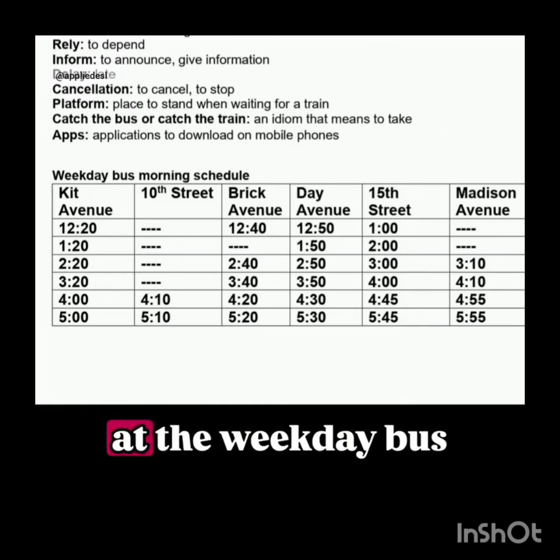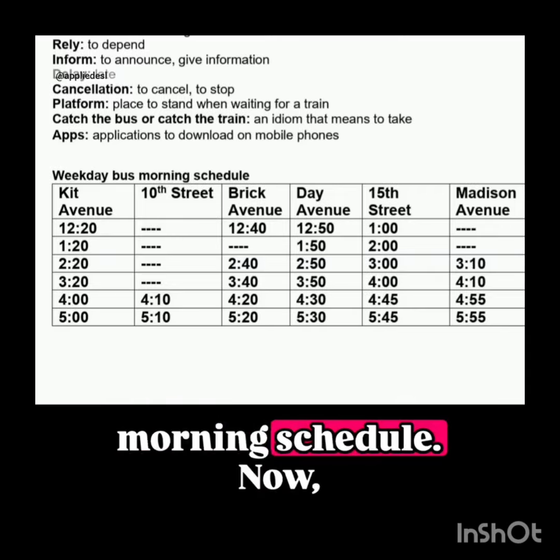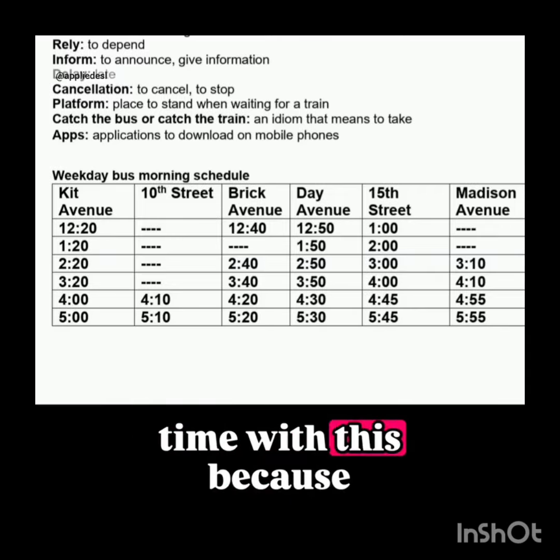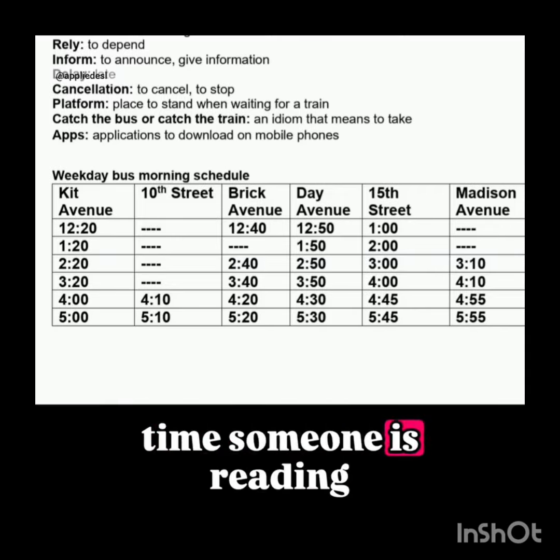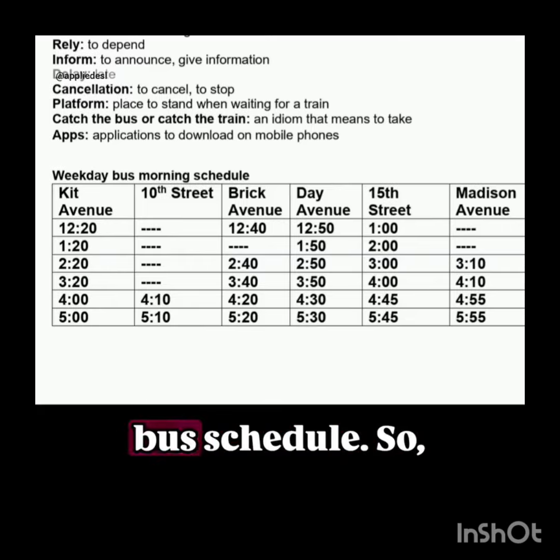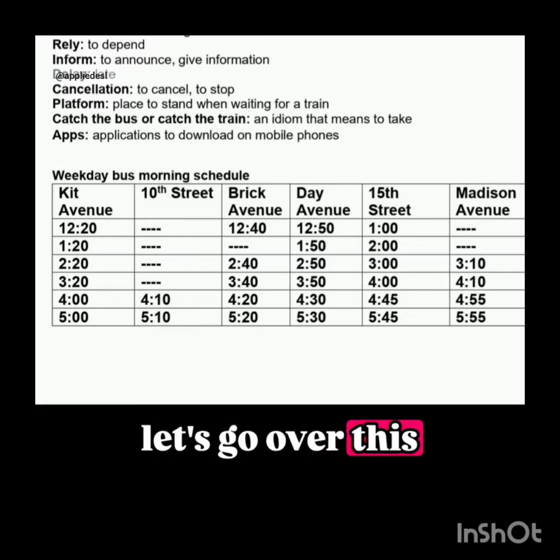So let's start by looking at the weekday bus morning schedule. Now you want to take your time with this because this may be the first time someone is reading or learning how to read a bus schedule. So let's go over this together.